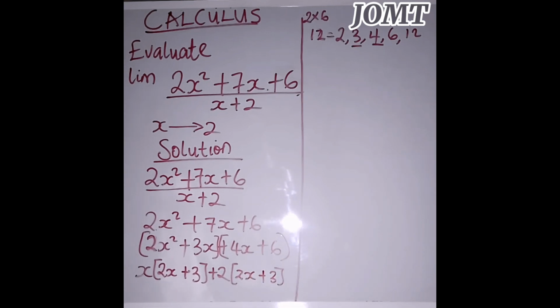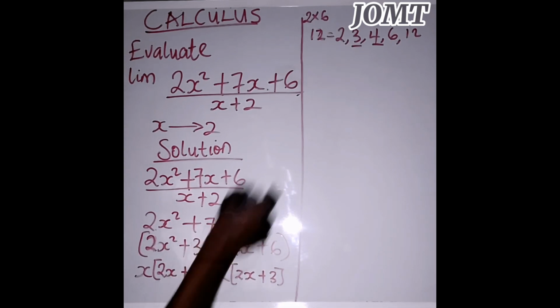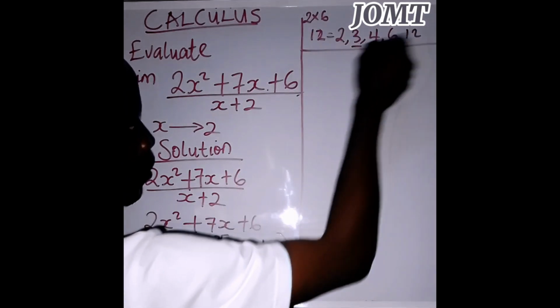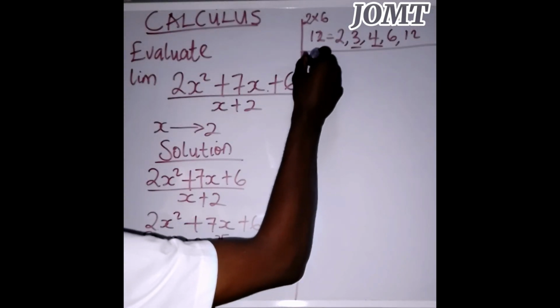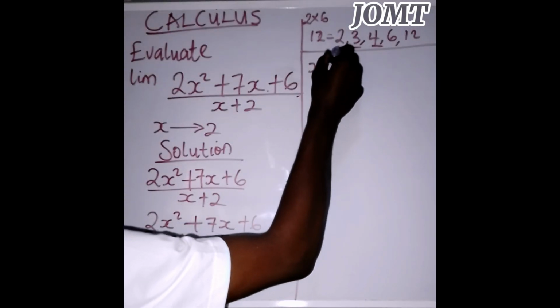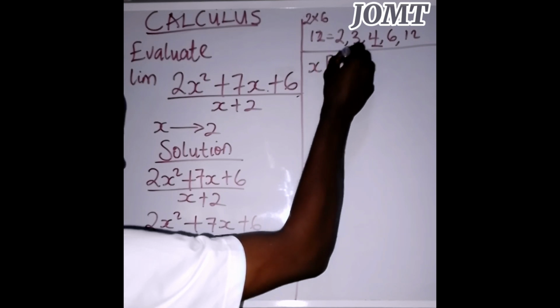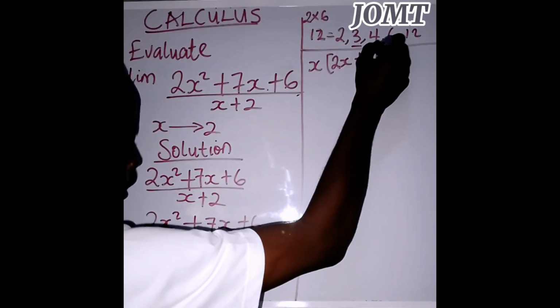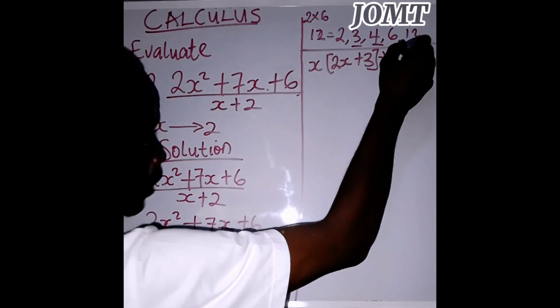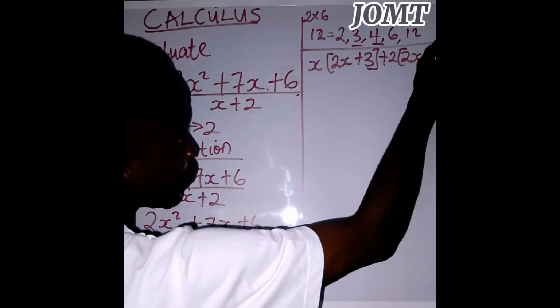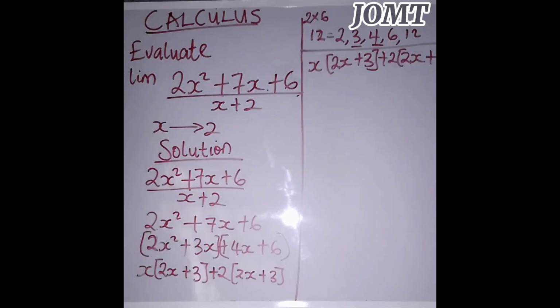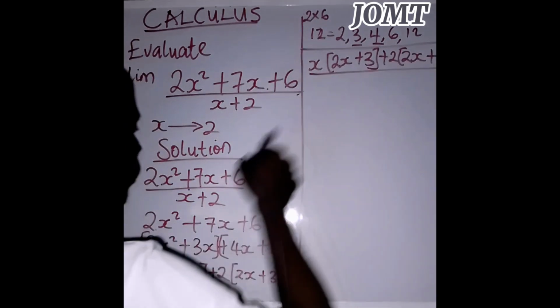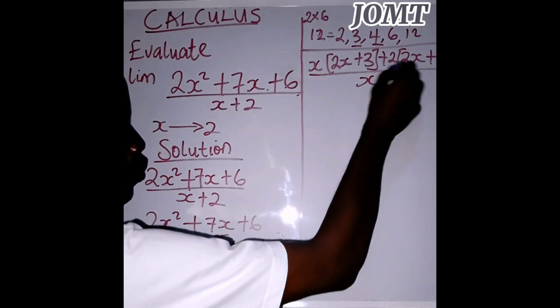Now after factorizing, you can observe that my first bracket is the same as my second bracket. That's another key point in factorization: the first bracket will be the same as the second bracket. So let me come to this part of the board. From here I have x, open bracket, 2x plus 3, then plus 2, open bracket, 2x plus 3, then over the denominator that was given to me, x plus 2.